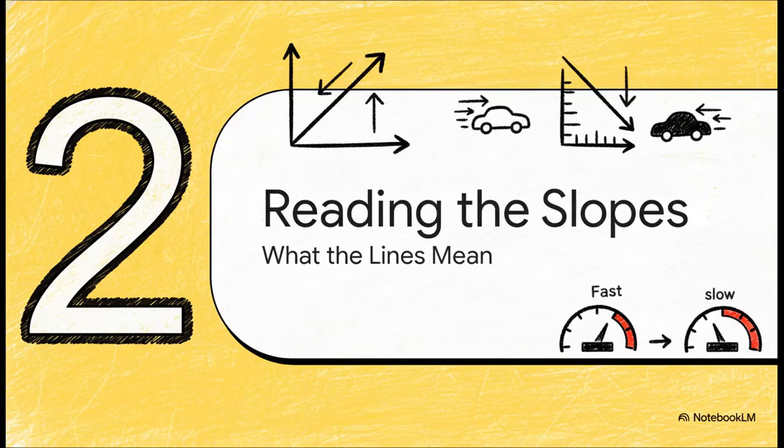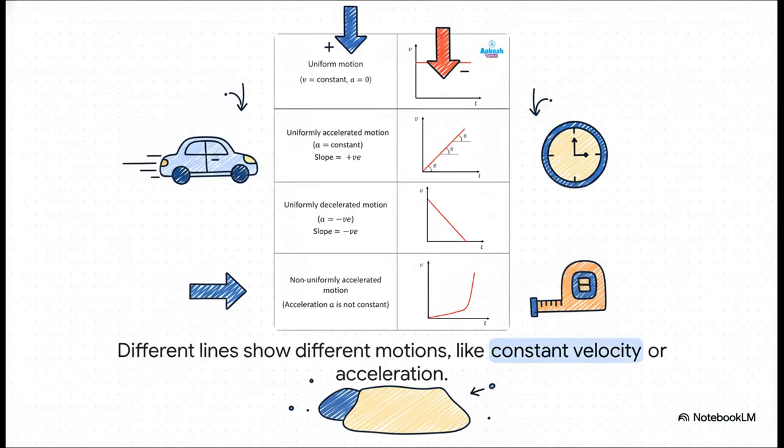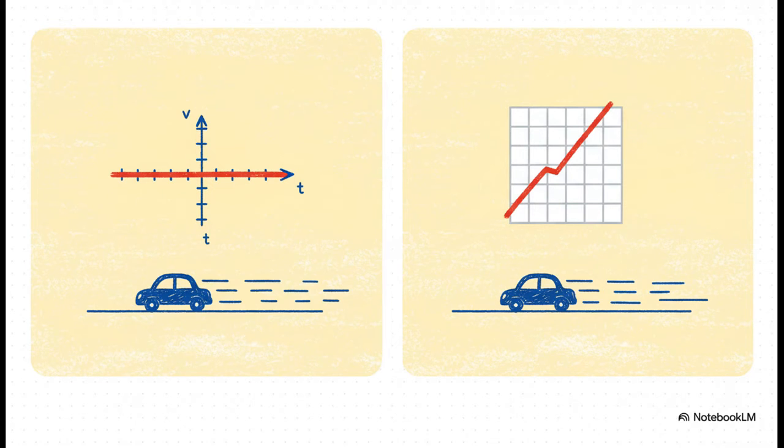Okay, so we've got the basic layout down. Now for the fun part. We're going to learn how to actually read these things, to speak their language, because every single line, every slope, it's all telling a piece of the story. And check this out. This image shows you the 4 basic words in the language of these graphs. See that flat line at the top? That's for steady, uniform motion. The line sloping up? That's speeding up, acceleration. The one sloping down is slowing down, deceleration. And that curve at the bottom? Well, that's when things get a little more complex. That's non-uniform acceleration. For now, let's just focus on the 2 simplest ones.